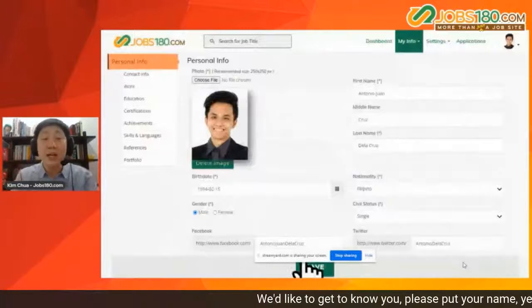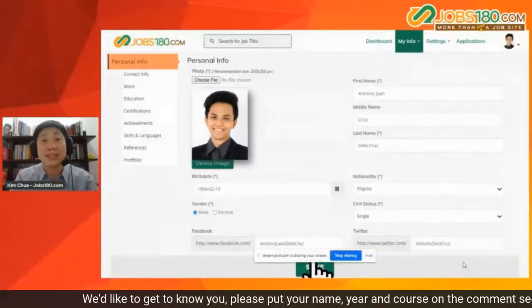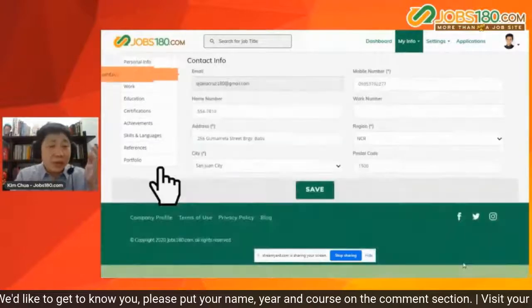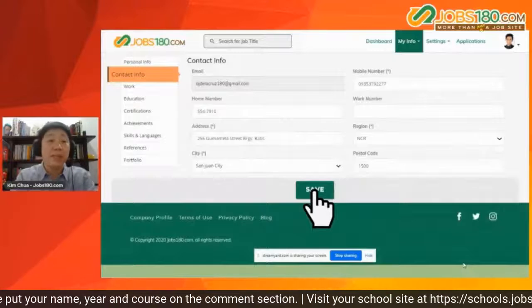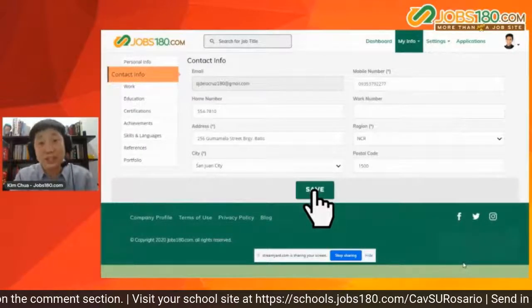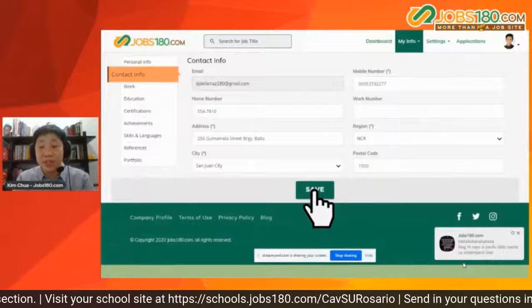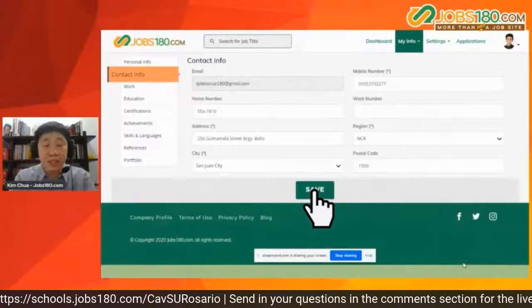Pag nasa loob na kayo ng account nyo, ano gagawin nyo? Mabilis na lang ito. Fill in the blanks. Okay? Now, I don't have to go through all the information here because definitely, alam mo naman pag sinabi ditong name, malamang pangalan nyo. Pag nakalagay dito address, malamang address nyo. Diba? So you put all the information ninyo dito. Okay? Lagay nyo.